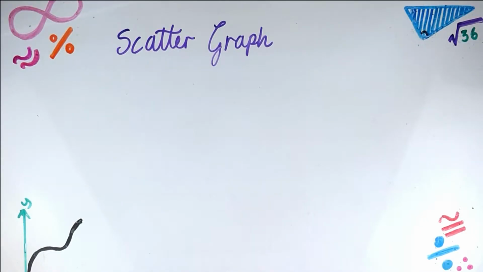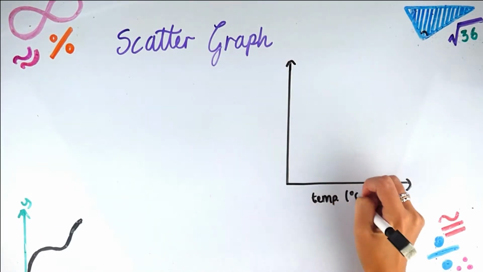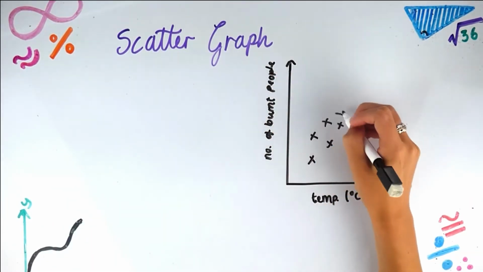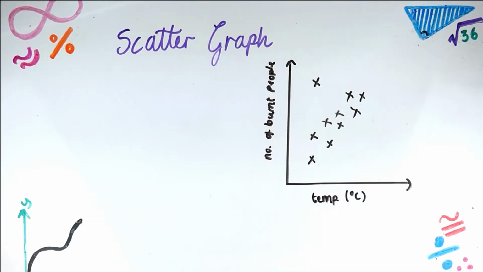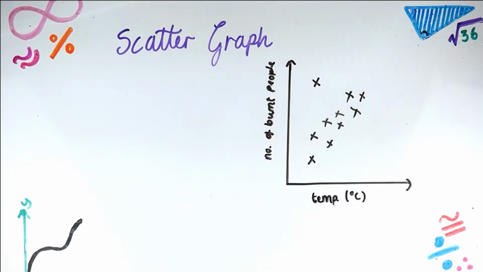This video is on scatter graphs, and I'm going to draw a quick sketch of what a scatter graph looks like. And as you can see, it's quite self-explanatory. It's hard to forget because these look like little random scatters on a graph. Now, there are different things they can ask you with a scatter graph.